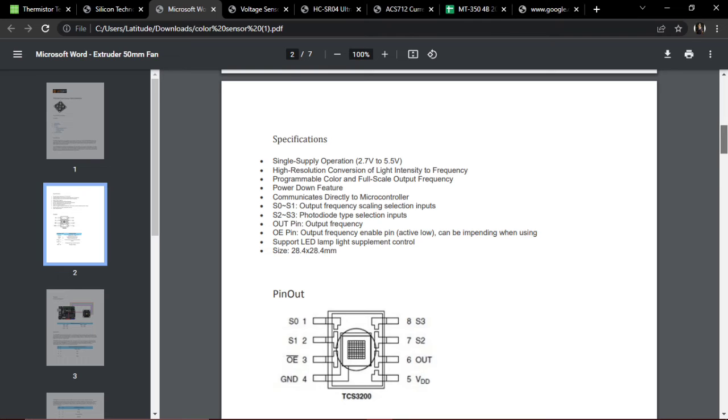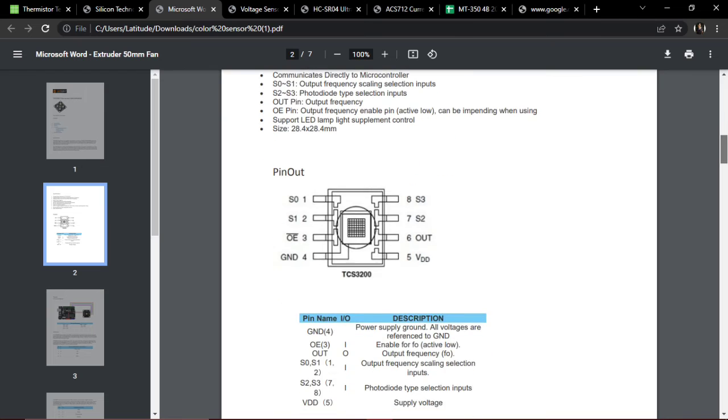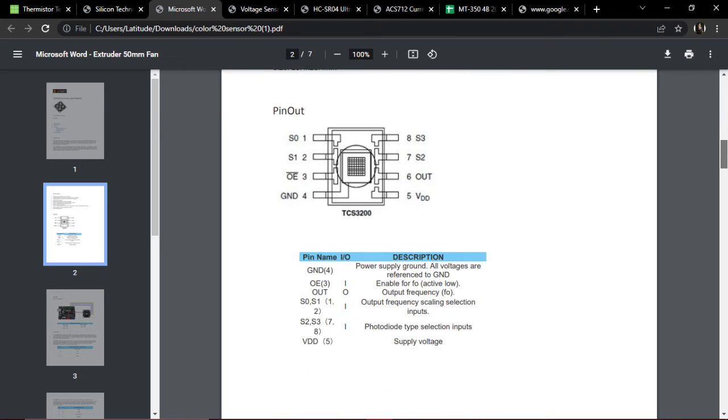S0, S1 are output frequency scaling selection inputs. S2 and S3 are photodiode type selection inputs. The output pin is the output frequency. The OE pin is the output frequency enable pin, active low, and it can be used when using the spot LED lamp light supplement control. Size is 28.4 by 28.4 millimeter. Pin out looks like this.